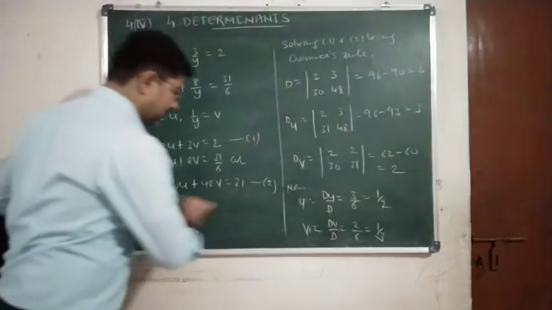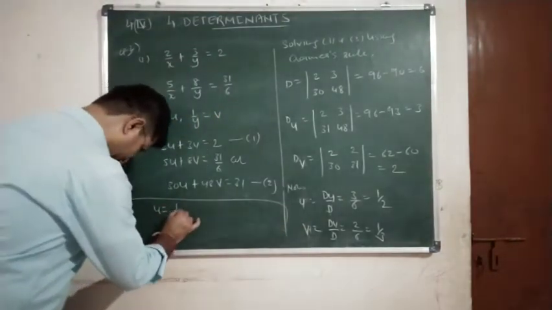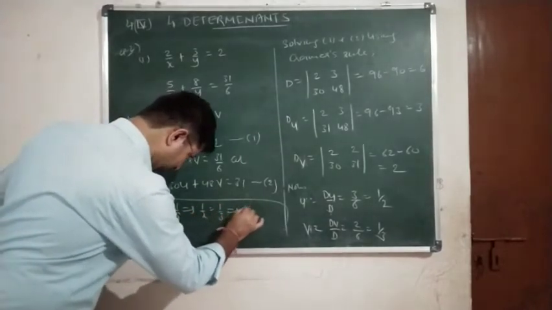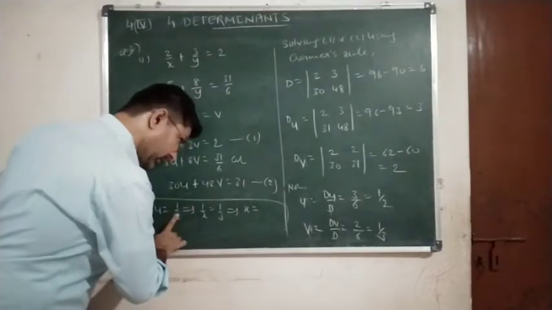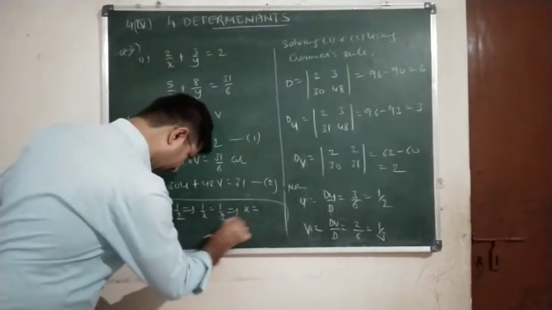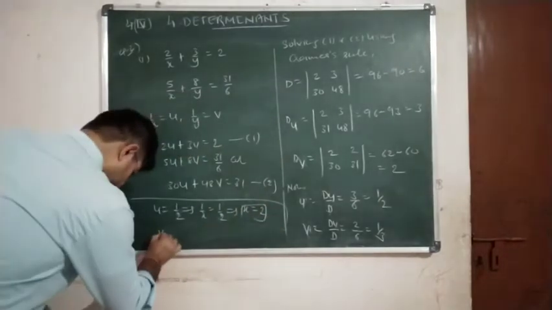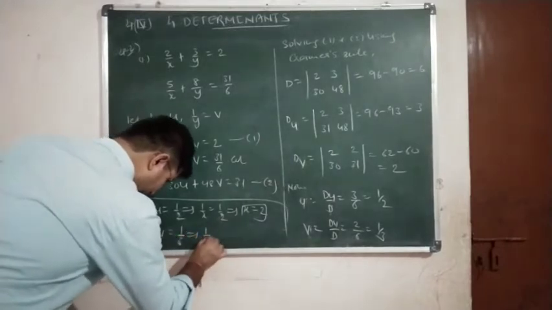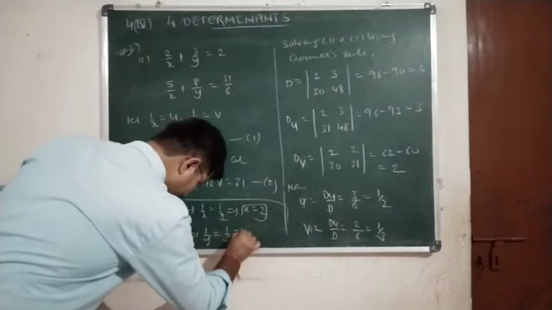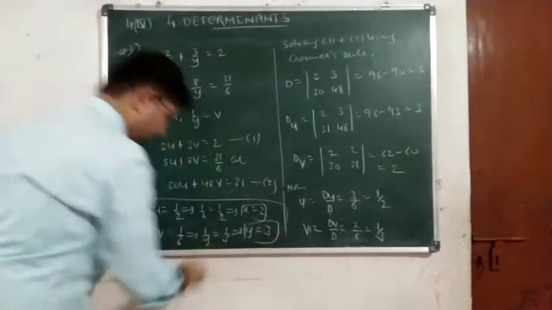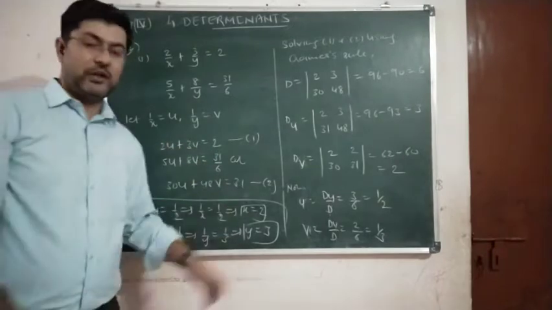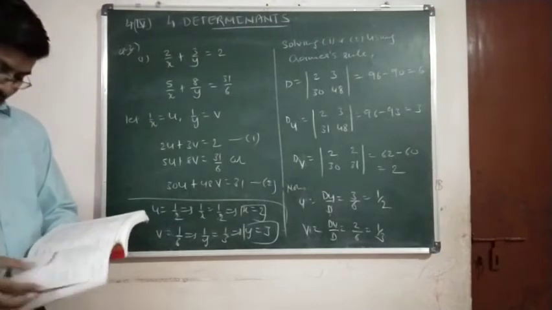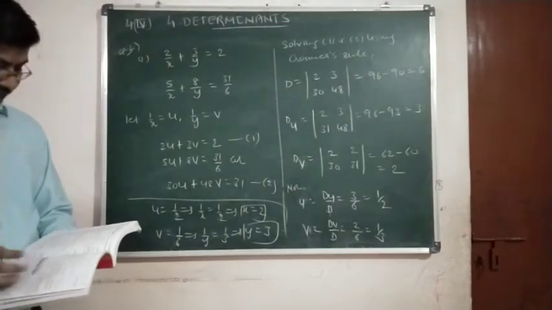Now it is clear that u is equal to 1 by 3, which implies 1 by x is equal to 1 by 3, which implies x is 2. And v is equal to 1 by 3, which implies 1 upon y is equal to 1 by 3, which implies y is equal to 3. So we got the values of x and y. Value of x is 2 and value of y is 3. Clear? So this was the first one of question number 2.